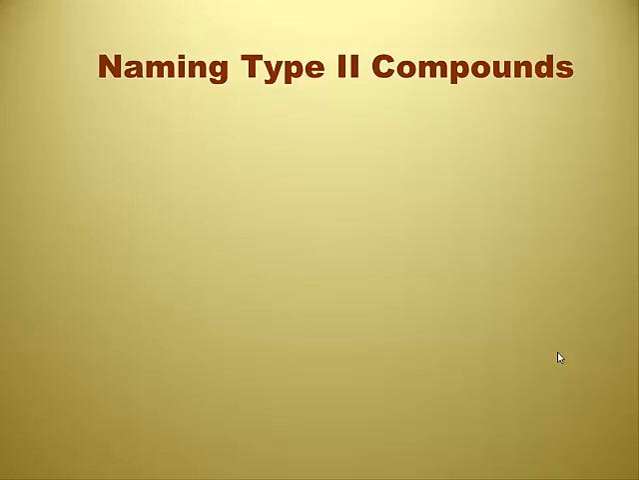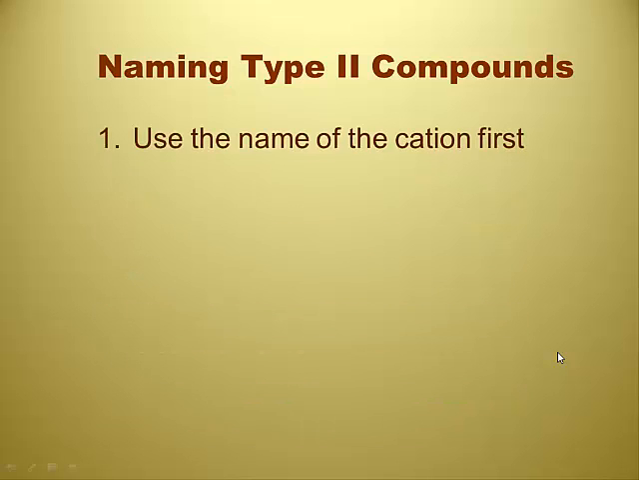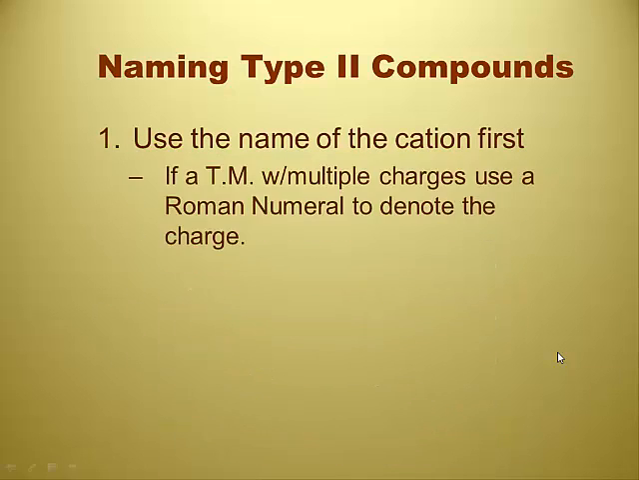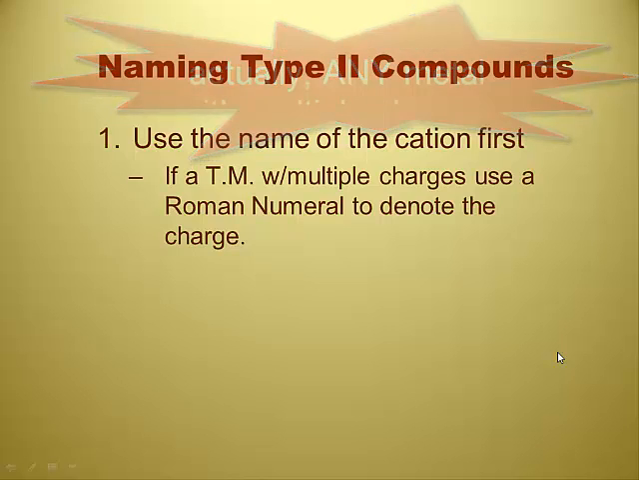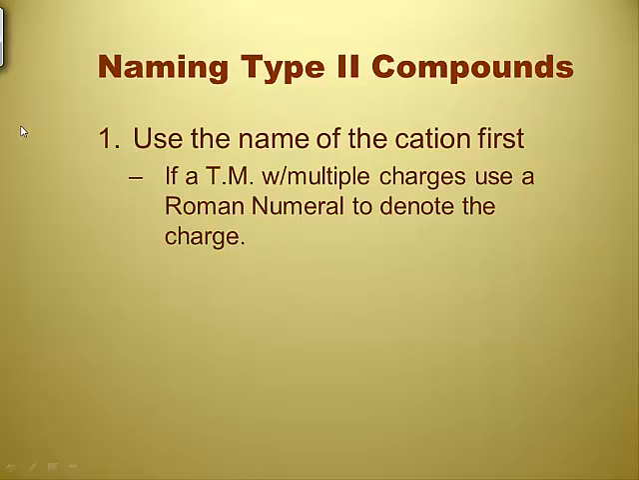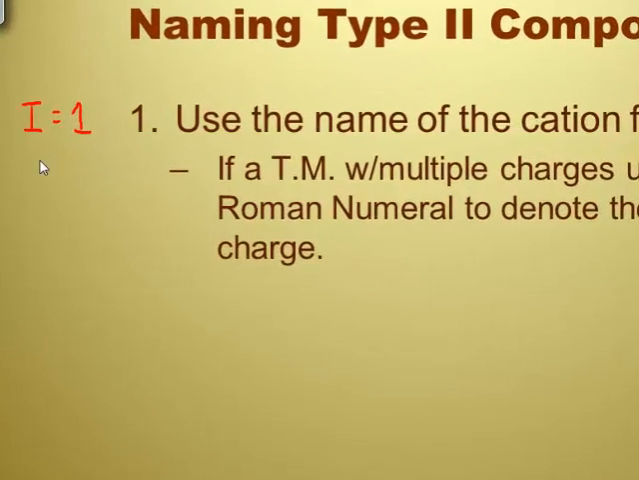Type 2 compounds are just as easy as Type 1 compounds, just a little bit more complex. They use the name of the cation first, just like Type 1s. If it's a transition metal with multiple charges, which it is going to be because that's what a Type 2 is, then we use the Roman numeral to denote what the charge is. Because with the transition metals, there are choices, and you've got to get a clue as to which charge you chose.